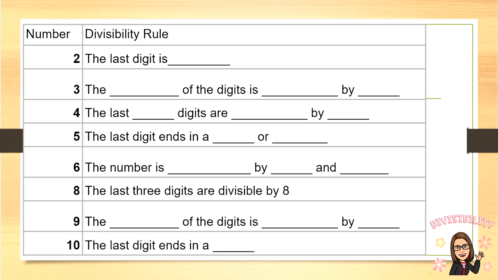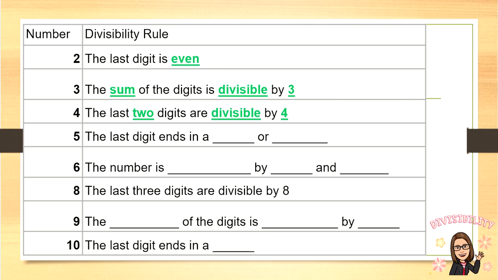Okay, so we're going to go through our divisibility rules. Here are our divisibility rules. If you have the number 2, the last digit is going to be even. If your last digit is even, so that'd be 2, 4, 6, 8, and 0, then it's going to be divisible by 2.